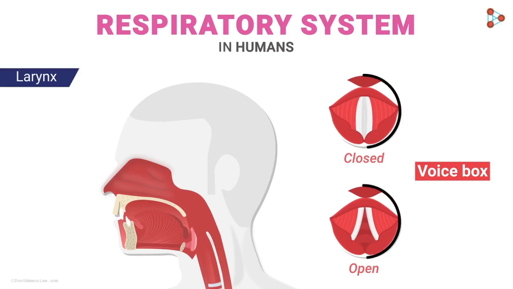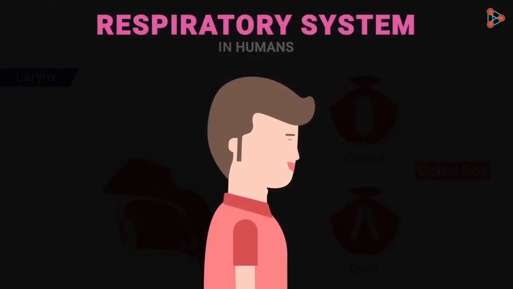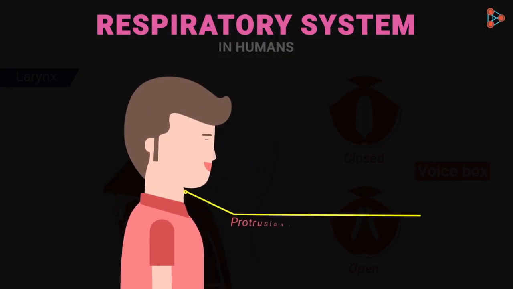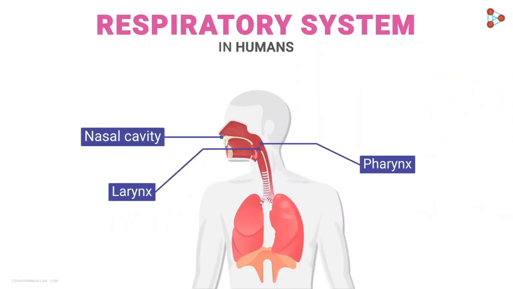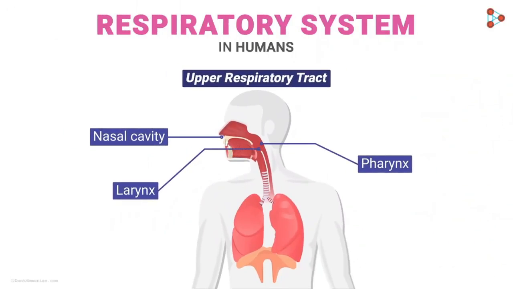The larynx is just a small box-like structure, but in adults, it protrudes slightly. It becomes more prominent in males after puberty. This bulging structure in the throat is called the Adam's apple. These three components make up the upper respiratory tract: the nasal cavity, the pharynx, and the larynx. Now let's have a glance at the parts of the lower respiratory tract in the next part.